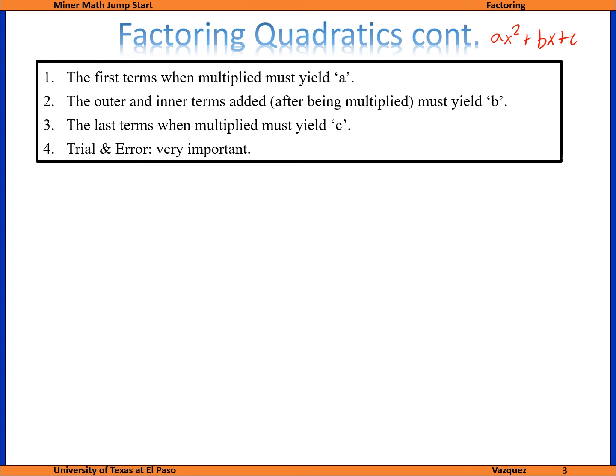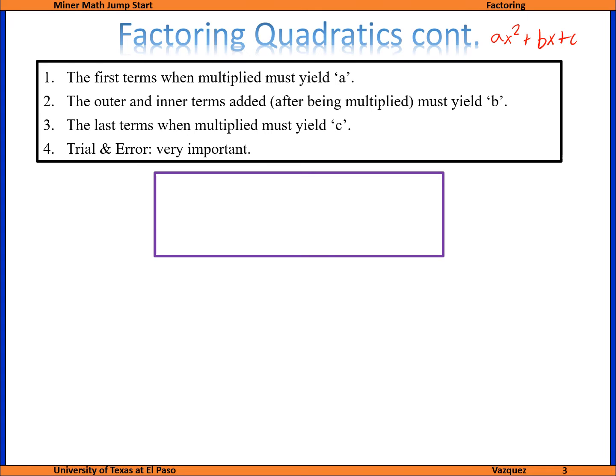So steps without an example are pretty, I don't want to say useless, but it's hard to visualize. So let's go ahead and go over an example. So 2x squared minus 3x minus 9 is going to factor out to 2x plus 3 times x minus 3. How do we figure that out? Again, trial and error, right? So we know from our first step, the first terms, 2x and x, multiply to give us 2x squared.